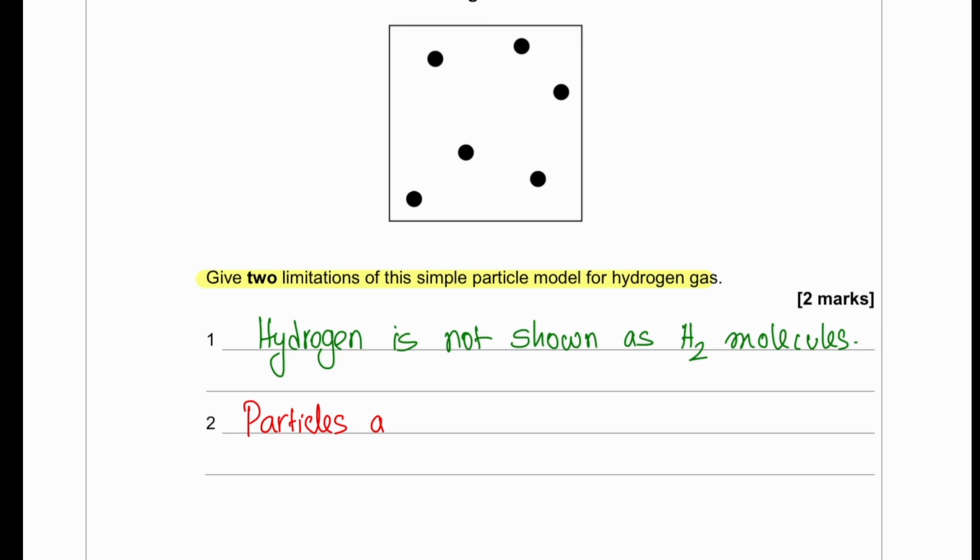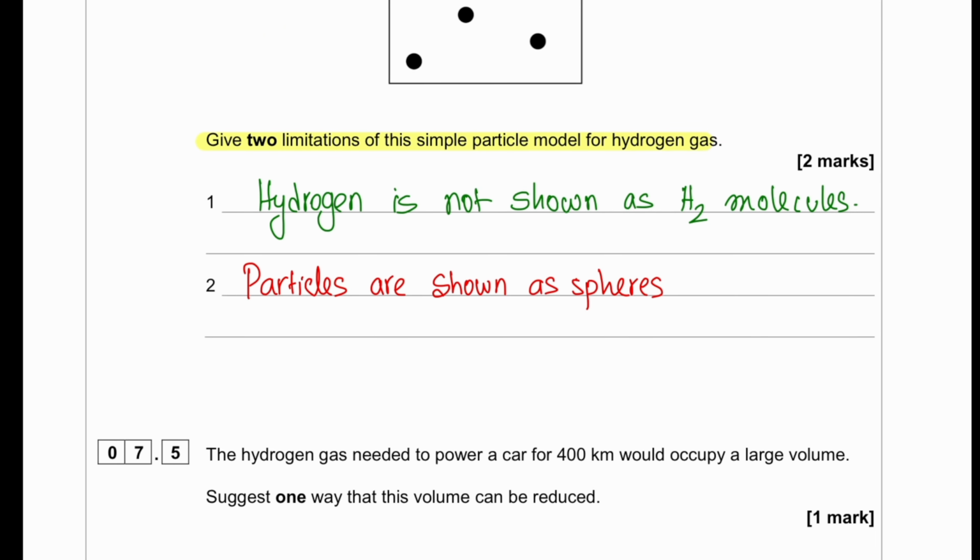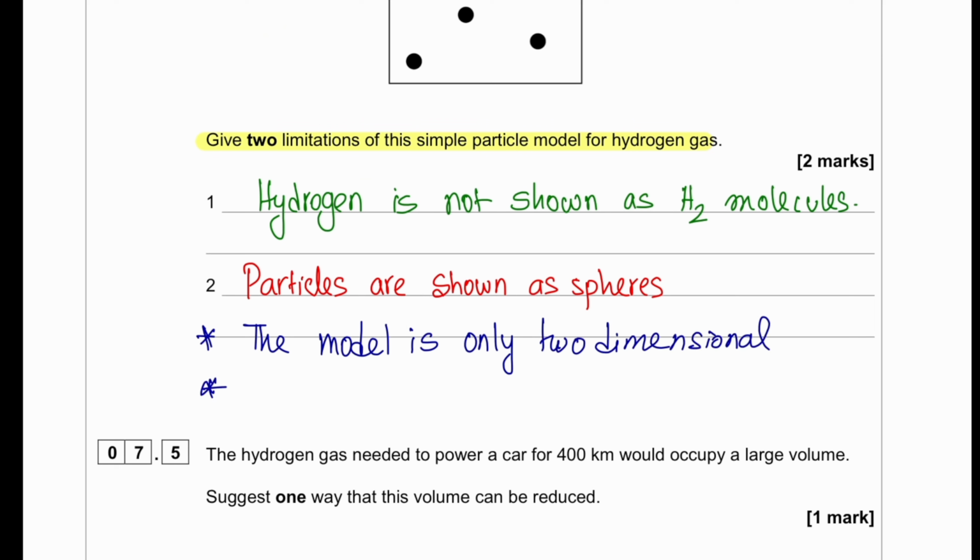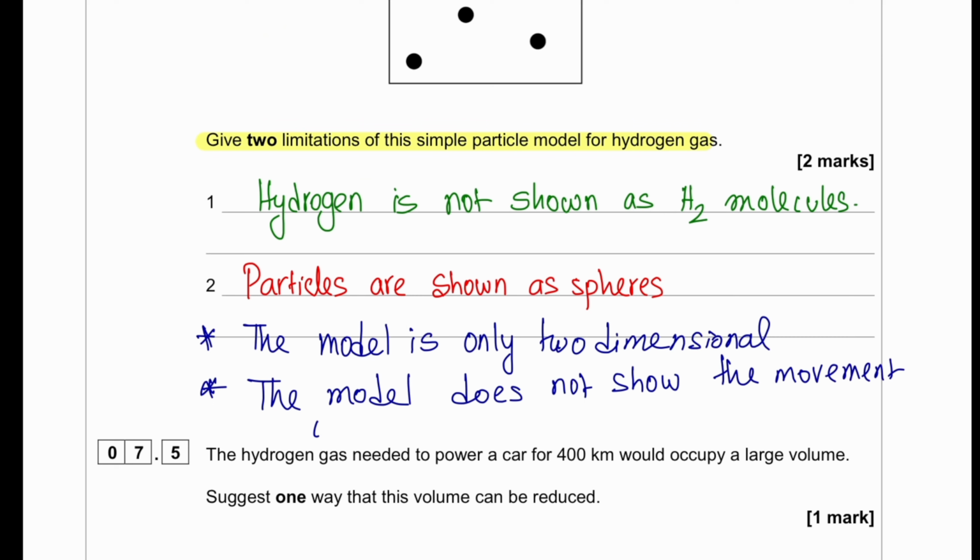Also, we can see that the particles are shown as solid. The model does not show the weak forces between the particles, all right? And it does not show movement of the particles in any way. And this is only a two-dimensional image, all right? So these are the limitations, guys. I'm going to give you only 2 points from here. You could use the rest of the points as well.